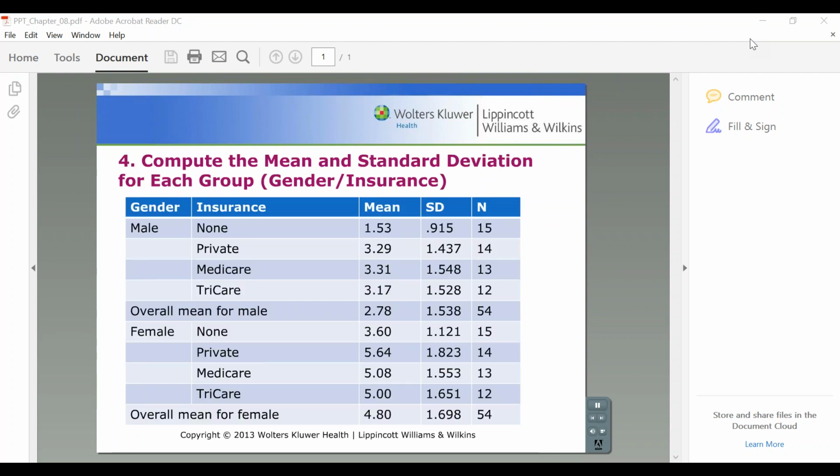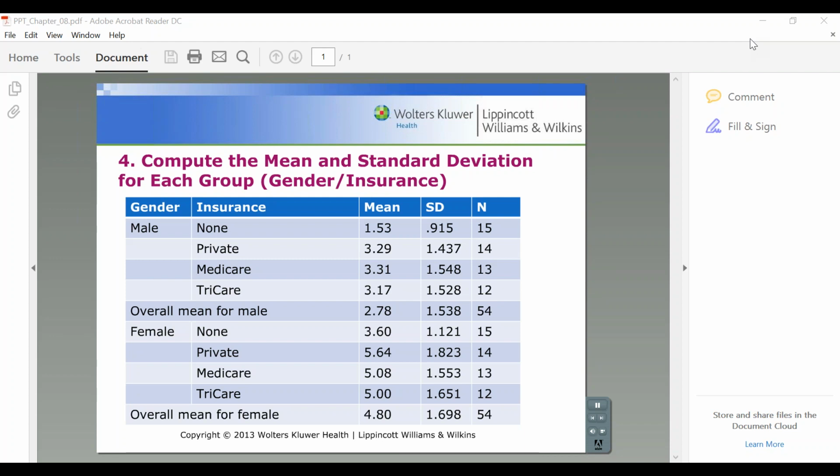And then here's just our basic descriptive statistics. For males who had no insurance, their mean number of visits was 1.5. If they had private insurance, there were 3.3 visits, Medicare 3.3, and TRICARE 3.1. And then you can look at the females, and you have the same layout.